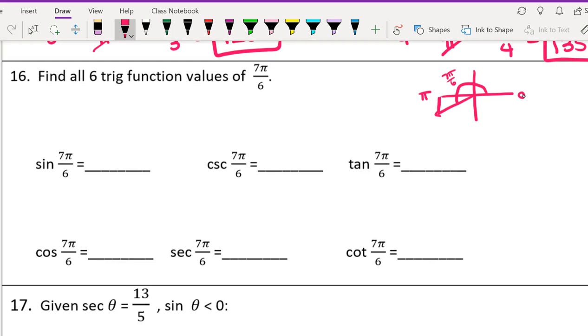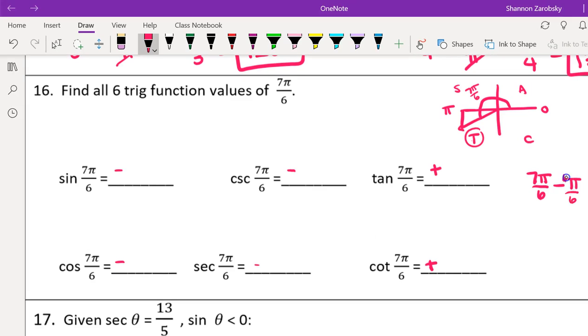Which means that our triangle, all students take calculus, tangent is going to be positive. So we know tangent is positive and cotangent is positive, and every other function is going to be negative. Now we need to find what the reference angle is. So if we take 7 pi over 6 minus the closest x axis value, which is pi, so that's 1 pi, 7 pi over 6 minus 1 pi, or we can make that 6 pi over 6, is equal to pi over 6.